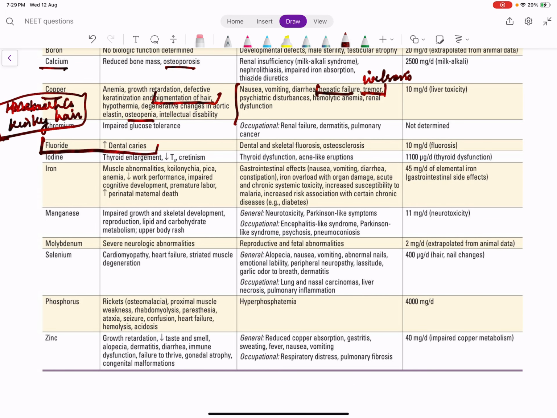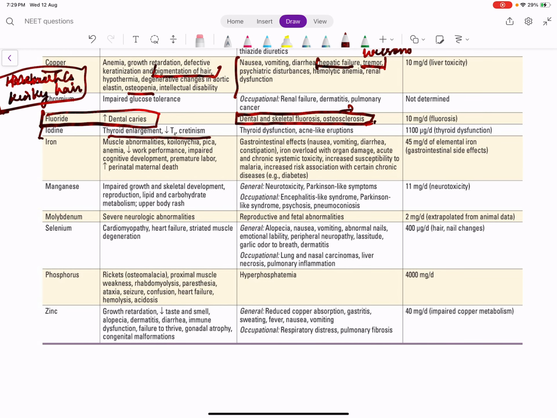Fluoride deficiency causes dental caries. Fluoride excess causes fluorosis, where there is increased bone. Fluoride deficiency causes dental caries and osteoporosis. Fluoride excess causes osteosclerosis. Iodine deficiency, we know that it causes hypothyroidism.